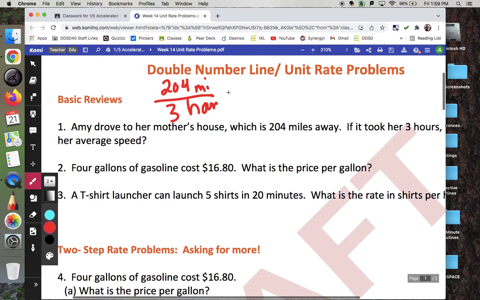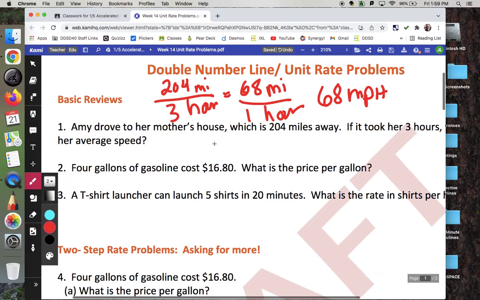And then we could grab our calculator, do 204 divided by 3, and we get 68. So instead of writing just 68, we write 68 miles in 1 hour, or 68 miles per hour. Okay, let's try another one.